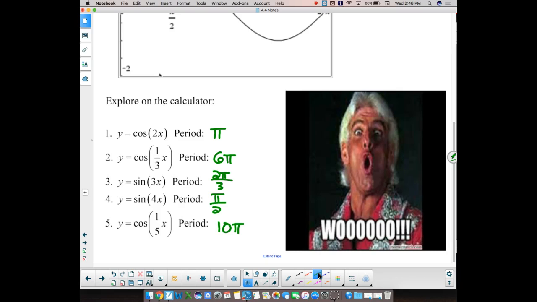Okay? Now, based off of that, and those are all true, can anybody tell me how we can relatively quickly decide what the period of a trig function is? Based off of all those. Can anybody tell me what the period of a trig function is? Go for it. Is it 2 pi divided by b?